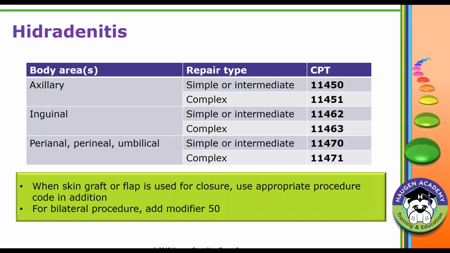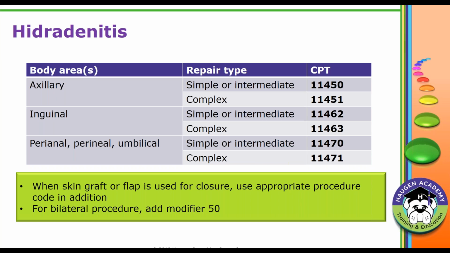So they will remove them. And they actually have their own set of CPT codes here. And unlike the regular excision codes, you're going to see the repair type is defined within the CPT code. So the repair is going to be included, but it does define your CPT code. So you'll see the difference between if it's a simple or intermediate repair, like for axillary body area, it's going to be 11450. If it's a complex repair in that same body area, 11451.